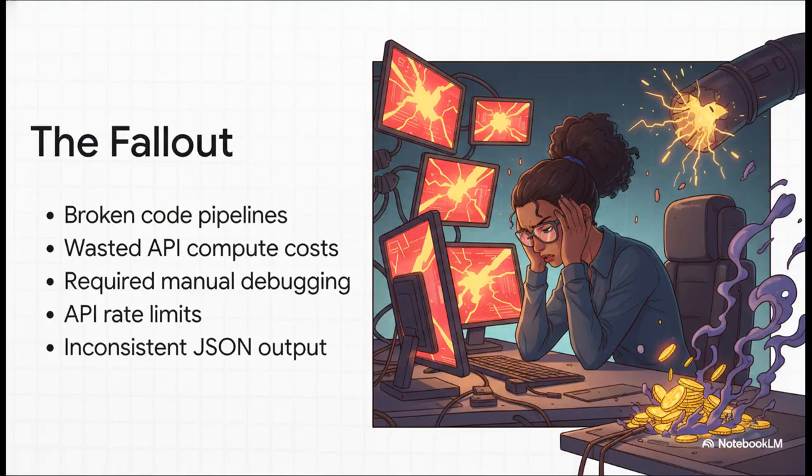And honestly, the real-world fallout from this is just brutal. We're talking broken code pipelines, we're talking wasted API compute costs because, let's face it, you have to run the same prompts over and over again. And then there's the dreaded manual human debugging when the AI just goes completely off the rails. All of this leads to API rate limits, bottlenecking your deployments, and, oh man, wildly inconsistent JSON output formatting. If you're building automated background agents, you know firsthand that this hallucination rate just absolutely takes a toll on efficiency. It is a daily headache, and it's literally costing companies millions of dollars.